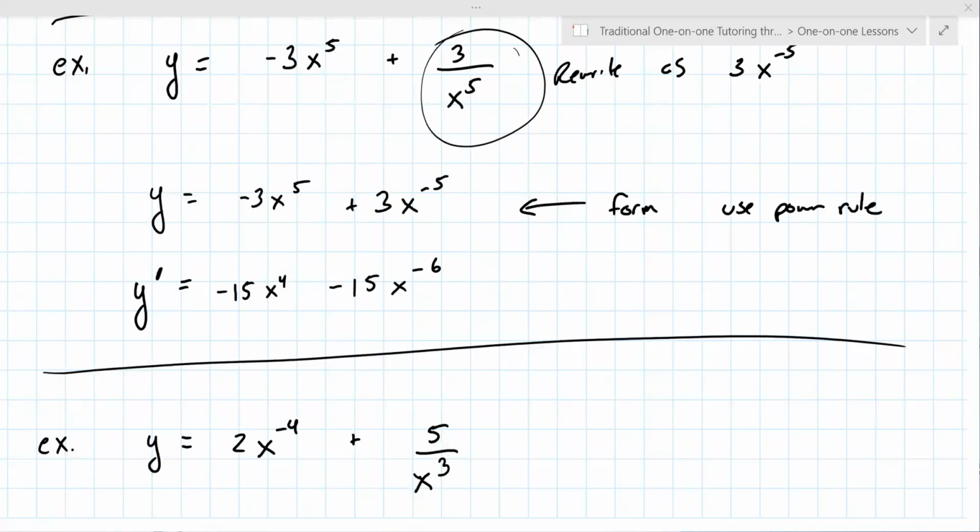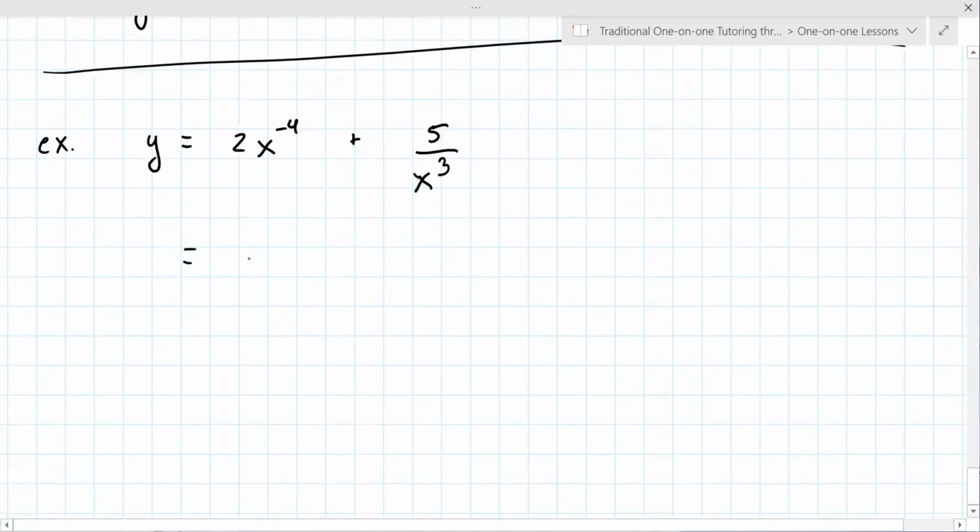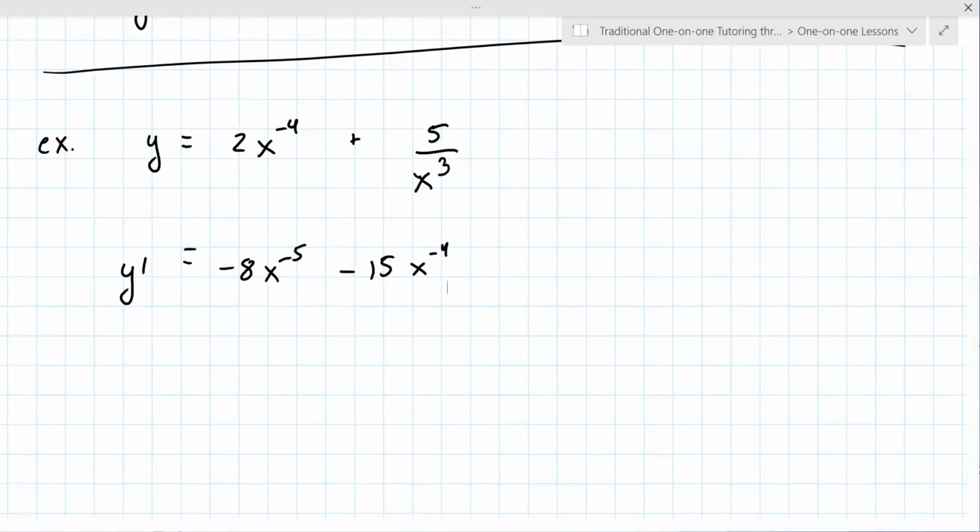Okay, you got your answer? Do you have your answer on that? All right, here we go. So I'll give you the final answer here. It's going to be minus 8x to the minus 5, y prime, minus 15x to the minus 4.